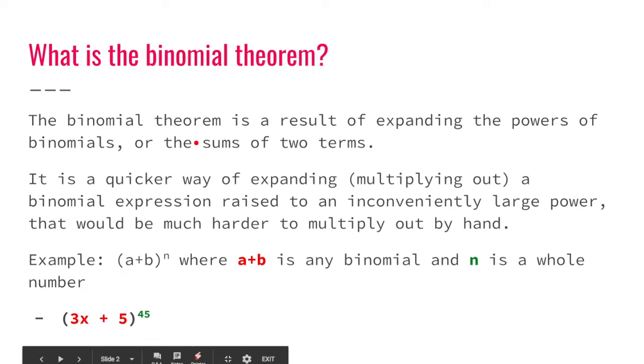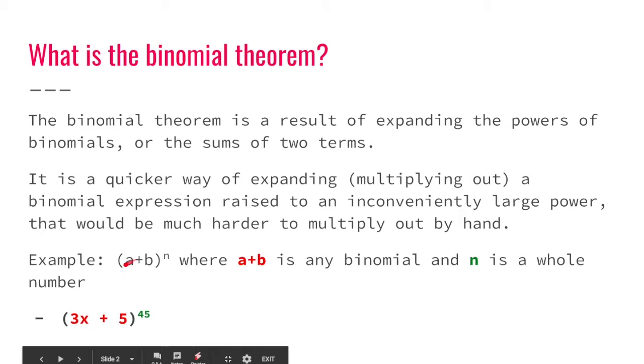What is the binomial theorem? The binomial theorem is a result of expanding the powers of binomials, or the sums of two terms. So, in other words, it's a quicker way of expanding or multiplying out a binomial expression raised to an inconveniently large power that would be much harder to multiply out by hand.